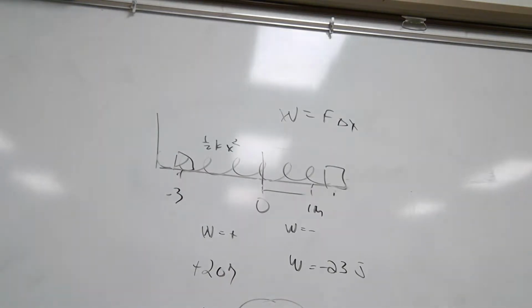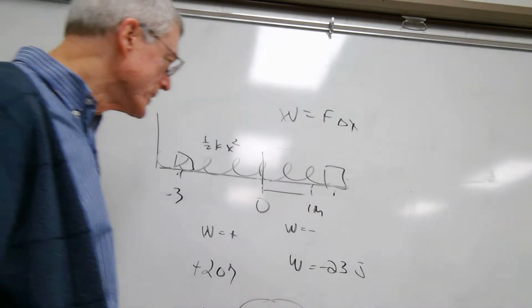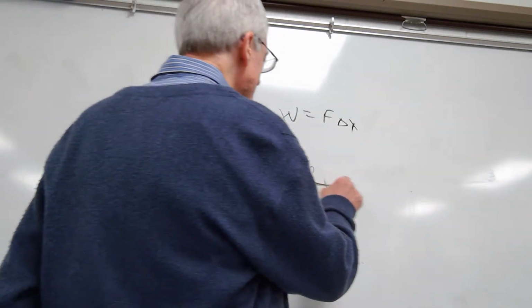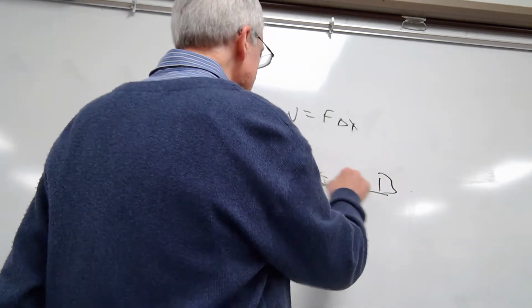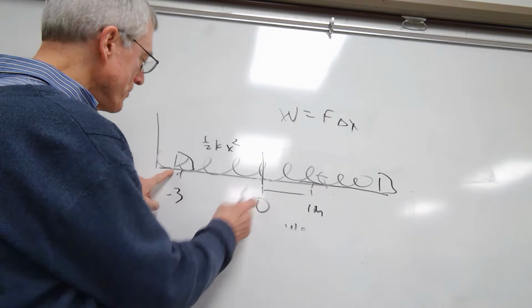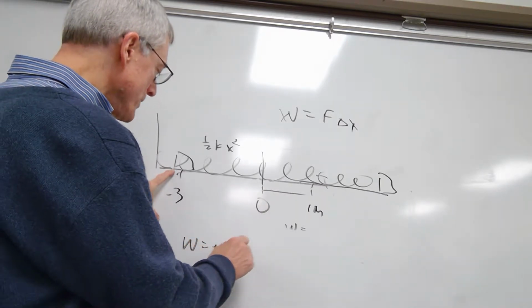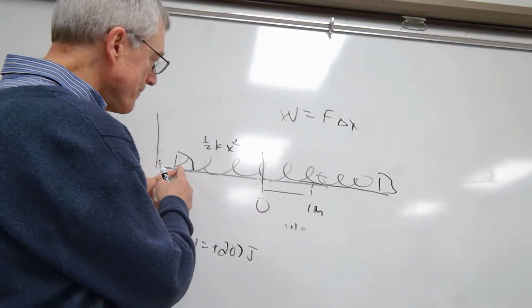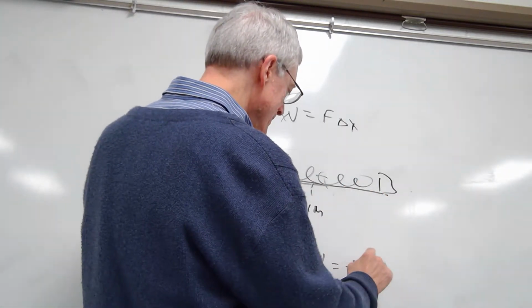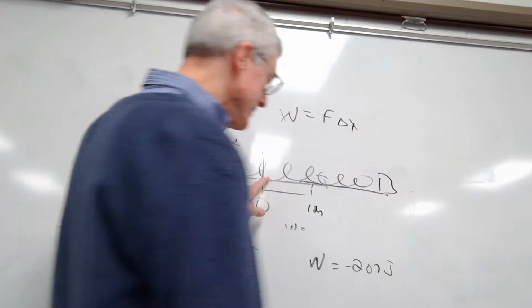And then when you go to C, it goes from -3 all the way up to +3. So +3 is way up here. It goes from -3 to 0 doing positive 207 joules. Then it goes from 0 to 3 doing negative 207 joules.